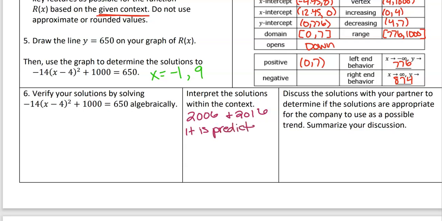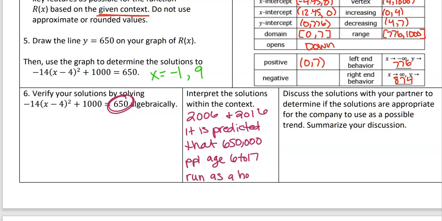It is predicted that how many people? Where did we get -1 and 9 from? The 650. And remember, it's in thousands. So it's predicted that 650,000 people age 6 to 17 run as a hobby. That's what those solutions mean. So x equals -1 shows the year 2006. X equals 9 gives me 2016.